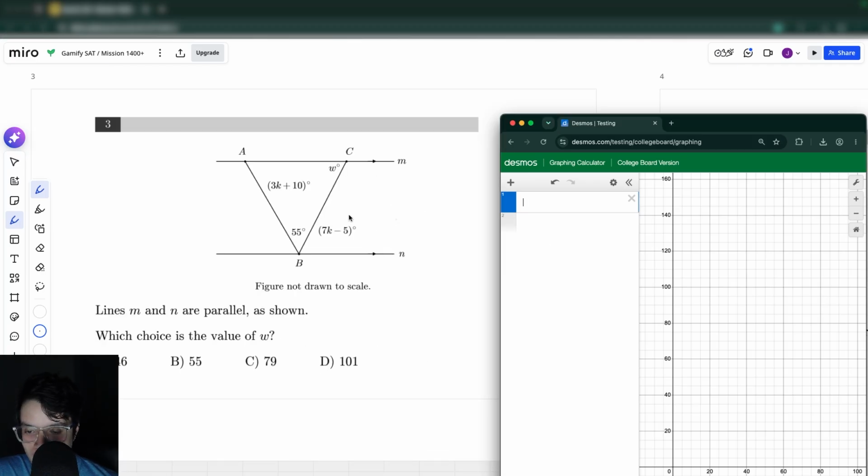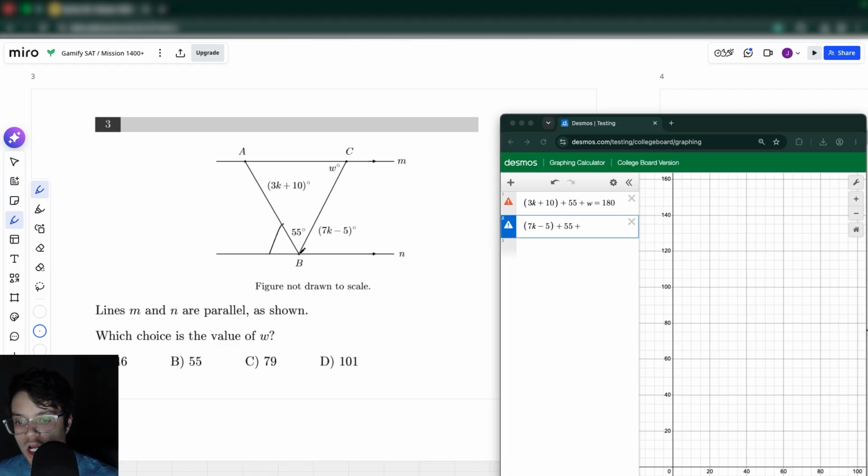3, so we have some other stuff here. First thing we can very clearly see is this is a triangle, so 180 degree rule. We can just say here 3k plus 10 plus 55 plus w would be equal to 180 degrees. But again, we have two variables here and only one equation, so we need another equation in here somehow. You can probably tell this is going to involve the 180 degree rule when you have a straight line. So we have here that 7k minus 5 plus 55 plus this random angle over here would add together to 180 degrees.